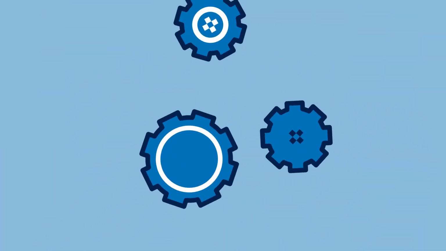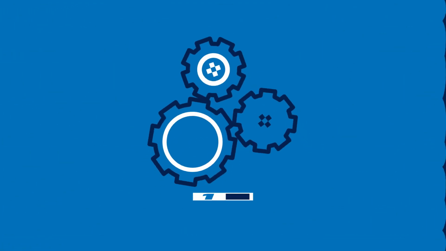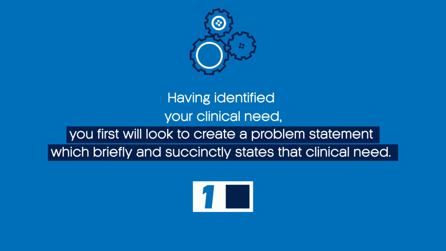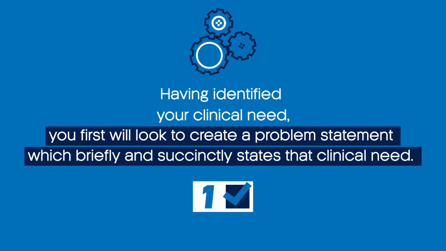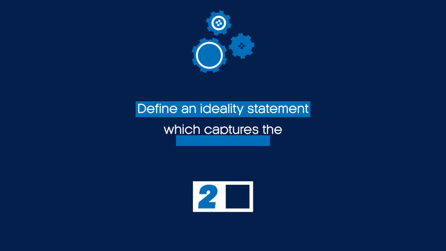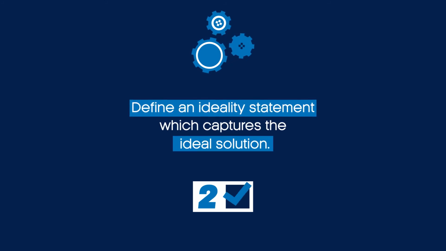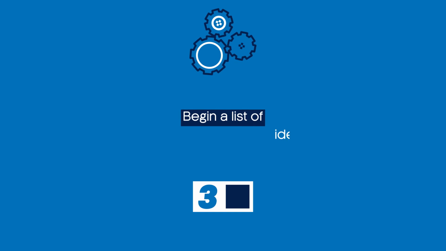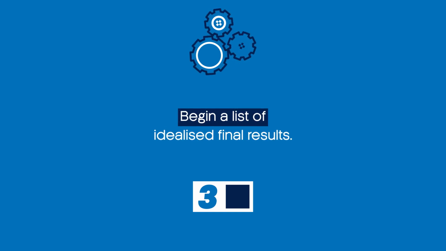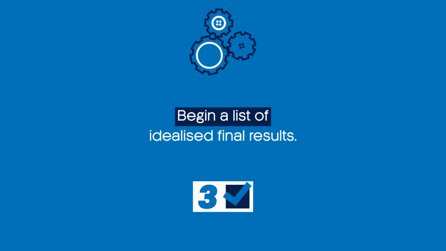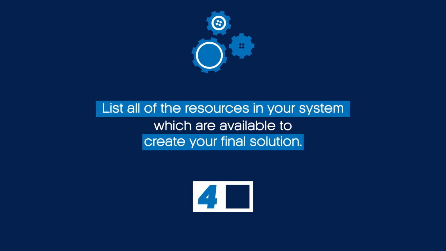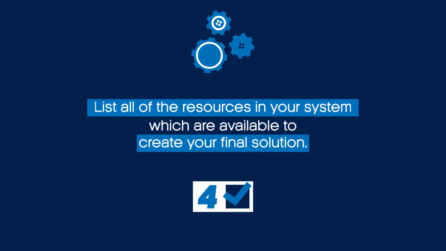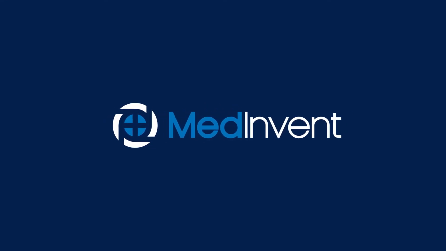So, let's summarize your outcomes from this unit. Having identified your clinical need, you first will look to create a problem statement, which briefly and succinctly states that clinical need. Next, define an ideality statement which captures the ideal solution. Then, begin a list of idealized final results. This list will continually increase, but you need to get started as soon as possible. And finally, list all of the resources in your system which are available to create your final solution. Next time, we will look to use all these resources to solve your problem.